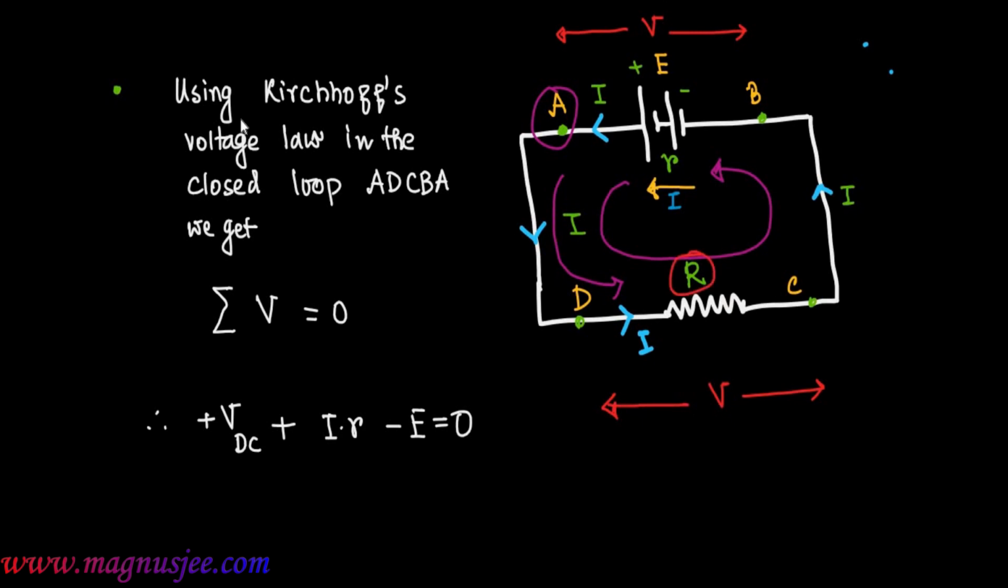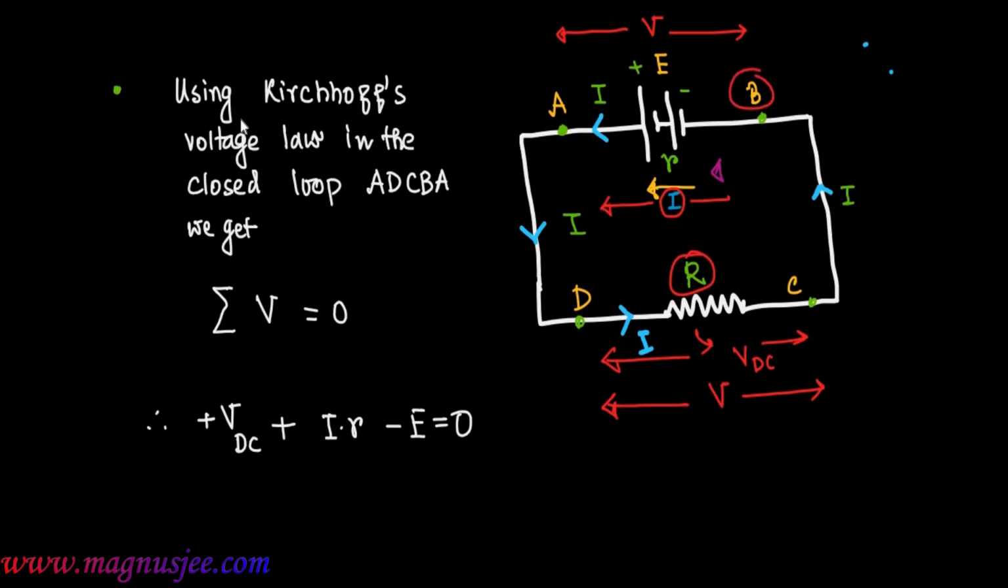VDC plus I r minus E equals 0. Across the external resistance capital R, the potential difference is VDC. And across the internal resistance small r, the potential difference is I dot small r. Current I flows in the same direction along BA, that's why I dot r is positive. Current I is flowing towards left, and we are also traveling from B to A. That's why the potential difference across the internal resistance small r is positive.